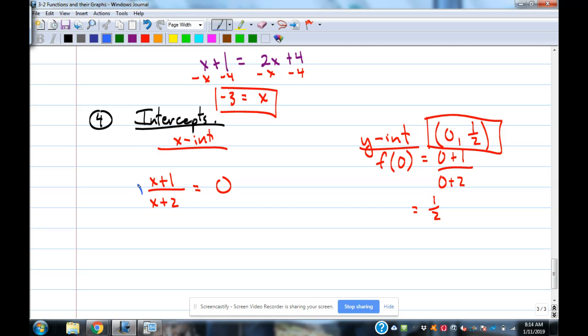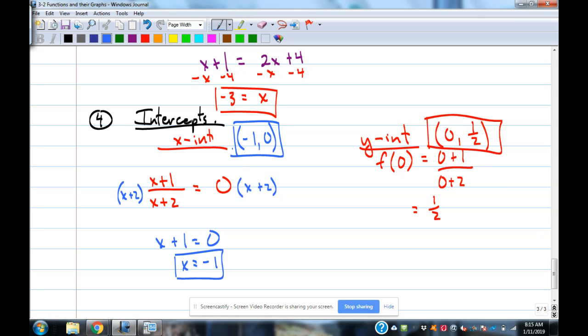Yeah, if you multiply by x plus 2, what happens? It's 0, right? So that's easy. We end up just setting the numerator equal to 0. If you remember from Algebra 2, when we were doing rational equations, we were talking about the x intercepts. We just took the numerator and set it equal to 0 to find those. And get x equals -1, so (-1, 0). That's the only x intercept we have.